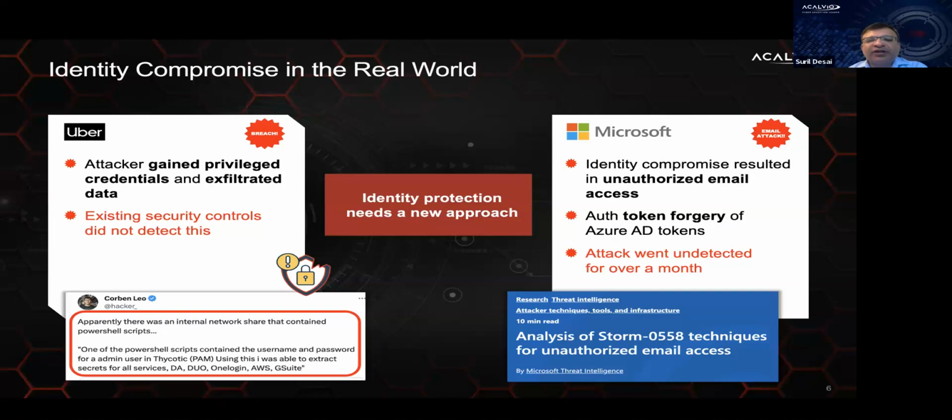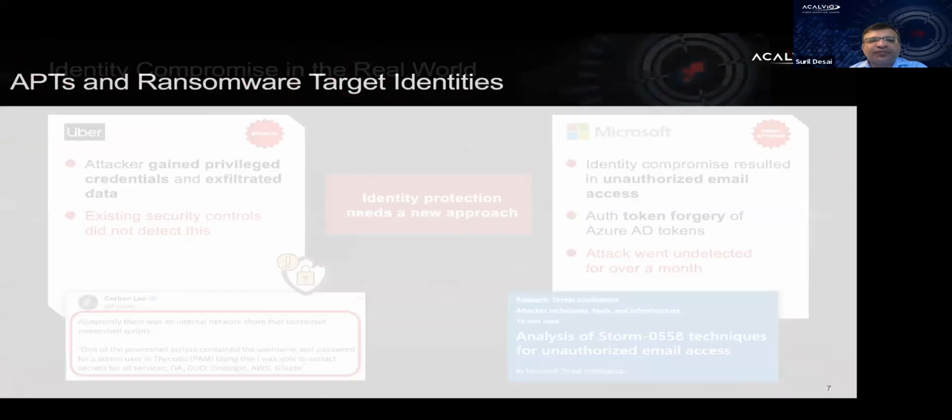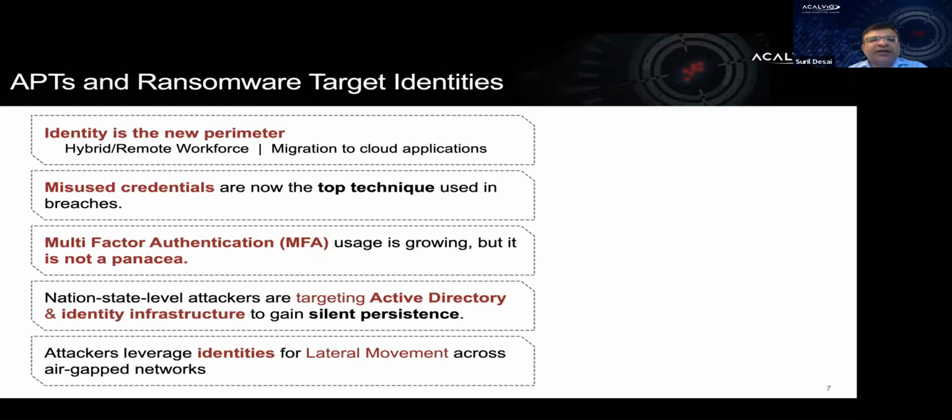These attacks underscore the need for enterprises to have a new approach for identity protection. APTs and ransomware are all targeting identities. Identity is now the new perimeter. As the traditional perimeter becomes porous, enterprises are now expanding and adding remote work support. There is also migration to cloud applications. Attackers are interested in identities because the attacker gets an ability to use the identity to pivot from an on-premise to a cloud environment, or from an on-premise to an OT environment by assuming the identity.